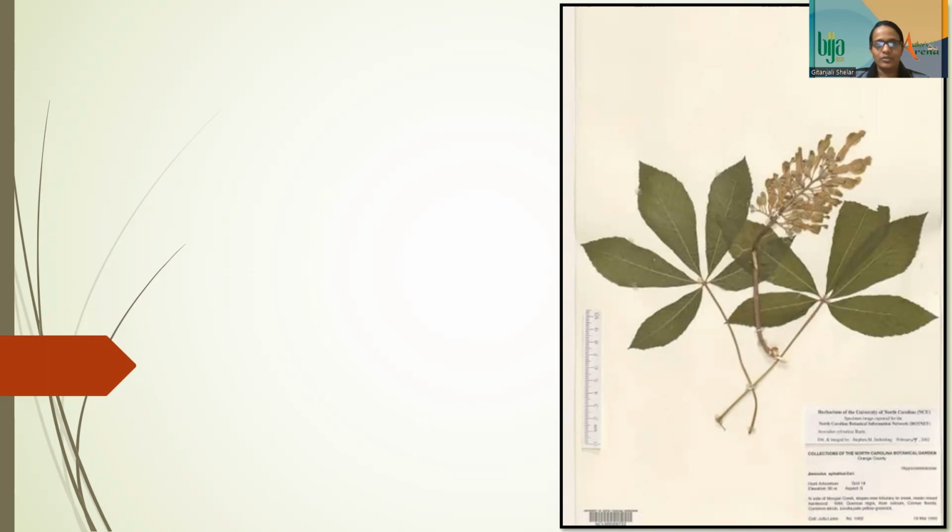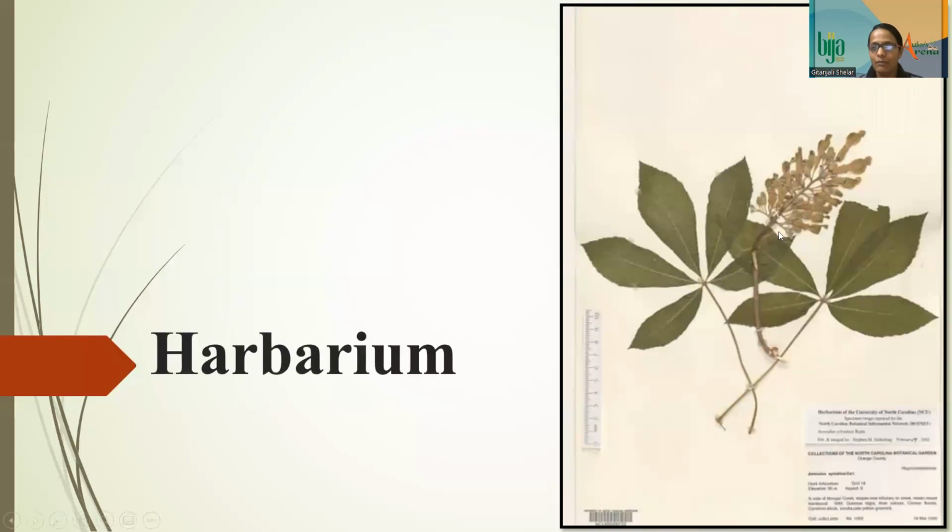Hello friends, today we are going to learn about one kind of small phenomenon, that is the herbarium. Okay, so look at the picture. Here we get an idea about the herbarium. That means here it is the dried plant, which gets pasted. This is the leaf-like structure.